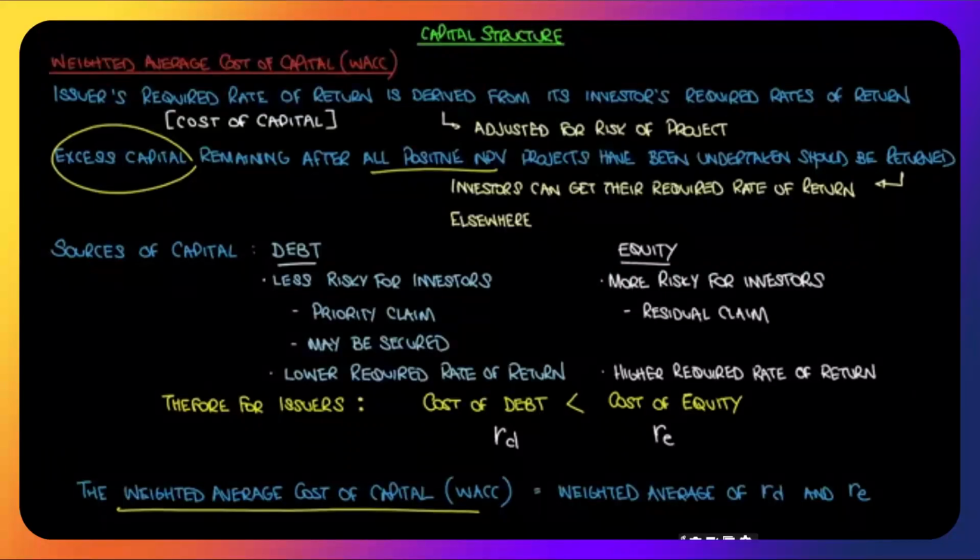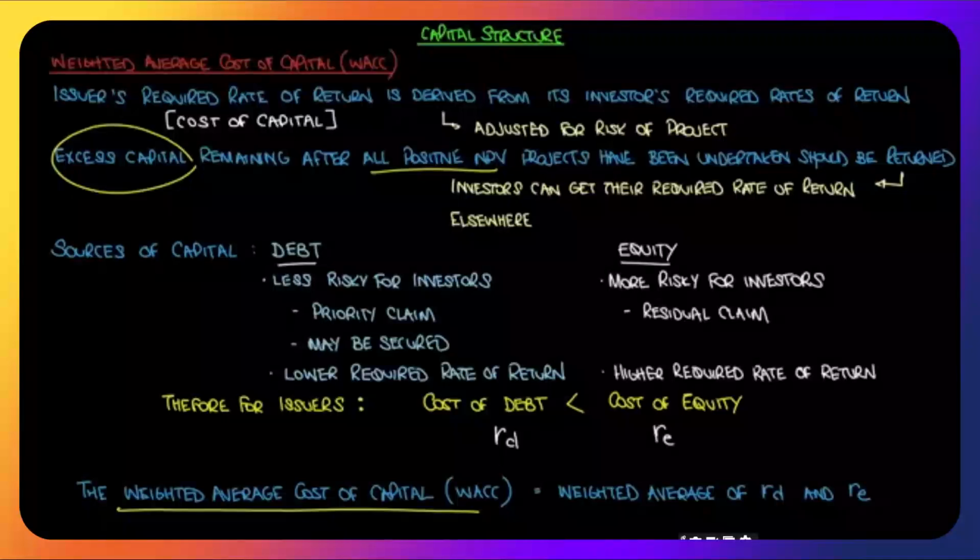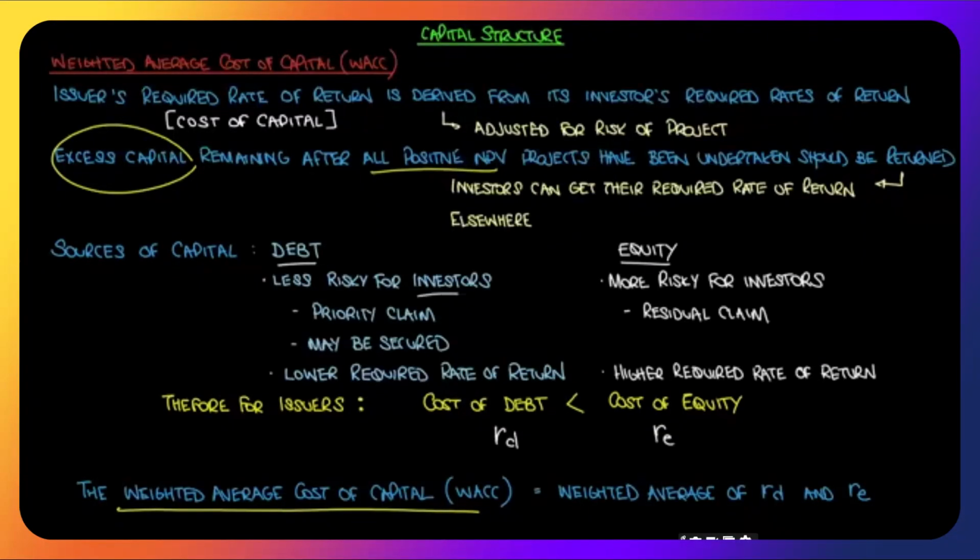Our main sources, as we just said, are debt and equity. Debt for investors is less risky. Make sure you understand which perspective we're looking at there. Investors, it's less risky for because they have a priority claim. They will get paid back before equity providers. It may be secured. Debt may be secured with underlying assets. Therefore, for the issuer, it is a lower required rate of return. If it's less risky for investors, they will demand a lower return.